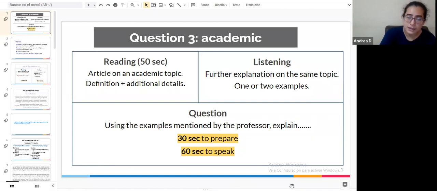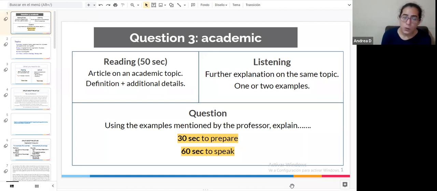So what is the difference then? The difference is that this time it's no longer going to be something casual like you had in the previous one, with a conversation and all that. Here you're going to have some academic topics. So that is the difference. This is more academic than the other one. So you may have some new vocabulary, but it's still not that hard to follow.